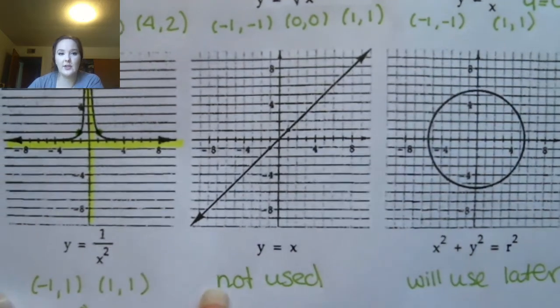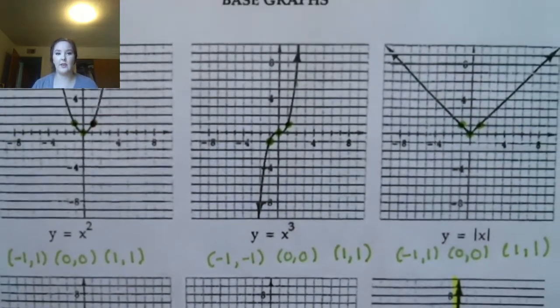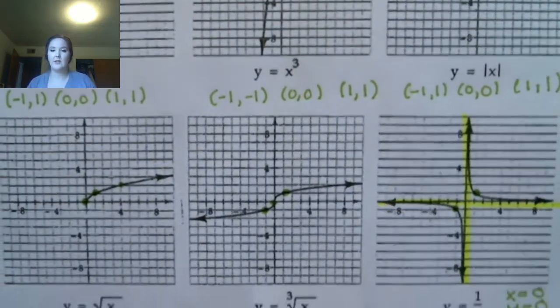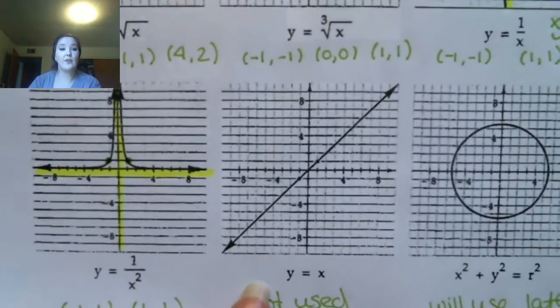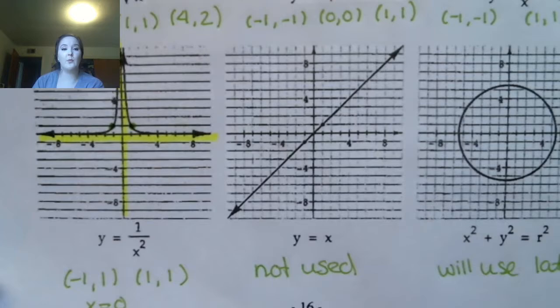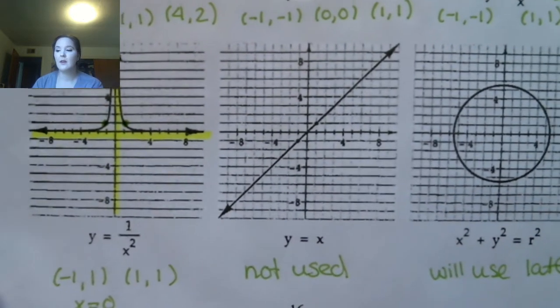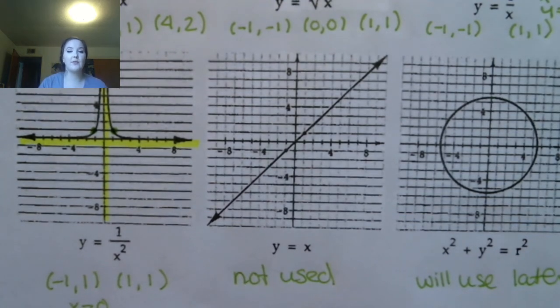So in this section, the graphs that we're going to talk about, there are 7 of them. These first 3, the second 3, and then the 1 over x squared graph. So the first 7 graphs on this sheet are the ones that we're going to use for this section. I hope that makes sense. I know this was a short video, but we will get to graphing using transformations in the next video. I'll see you guys soon.